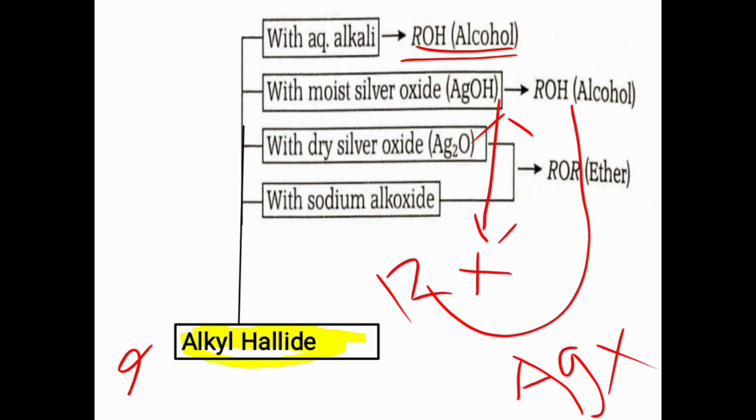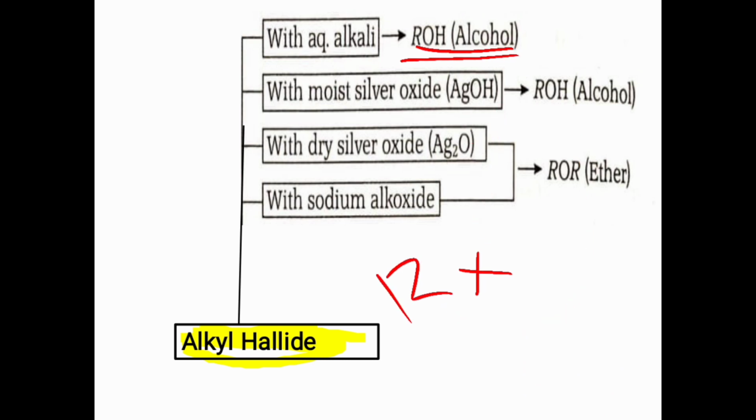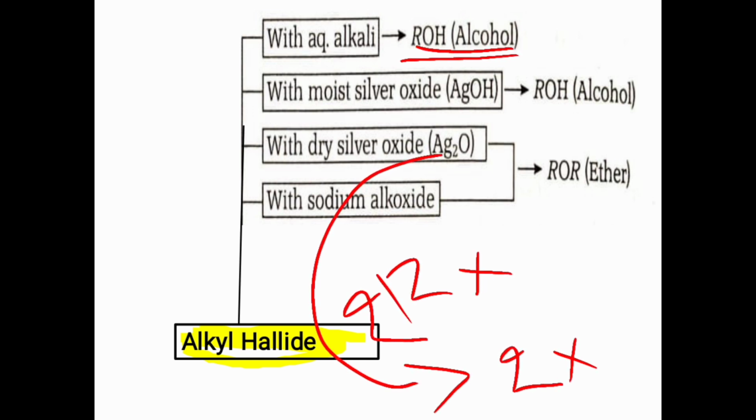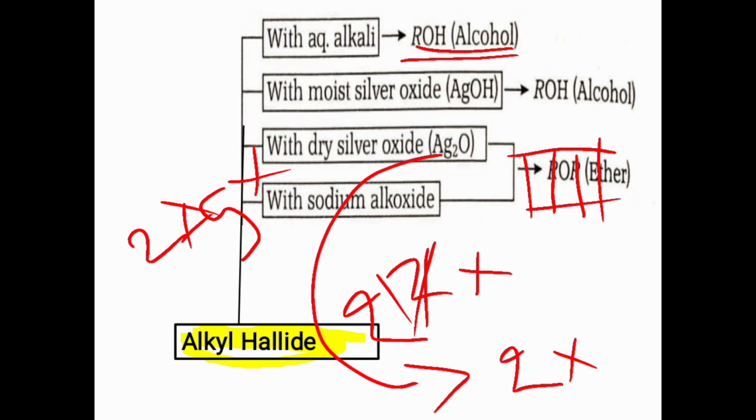In this reaction we have to take 2 units of alkyl halide. I will tell how the reaction occurs. Suppose 2 units of RX are taken with Ag2O. What will happen? The 2 X will combine with 2 Ag, and 2 AgX will be formed as a byproduct. Then one oxygen will join both the R groups of the 2 units of alkyl halide, and hence the product formed will be ether.